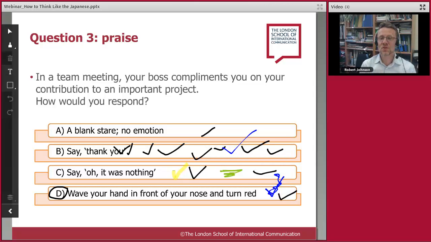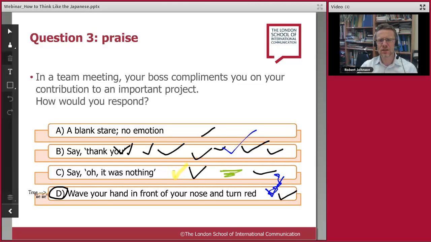It could be interpreted in a different way, but they would wave their hand in front of their nose and turn a bit red, look down and go like this a bit. So it's really saying C, but they wouldn't say it. And it's deflecting. It's deflecting any praise. They feel very uncomfortable if they are complimented. They're not going to say, "Hey, thanks, it was a great job, wasn't it?" You don't really get that in Japan.